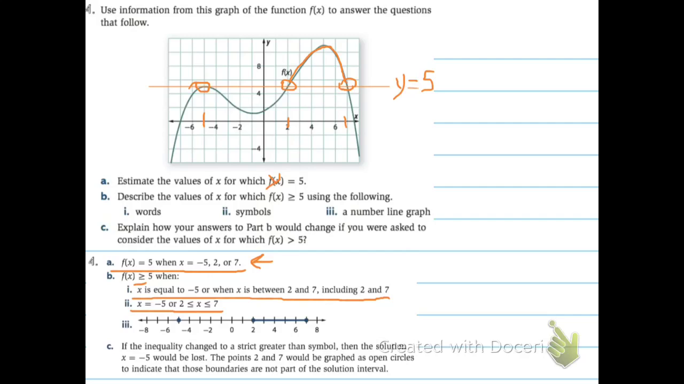And part 3, a number line graph. Okay, so we've got our number line graph, we've got our closed-in circle at -5, and we've got our interval from 2 to 7 with closed circles at both ends. Part C says, explain how your answers in part B would change if you were asked to consider the values of x for which f of x is greater than 5.